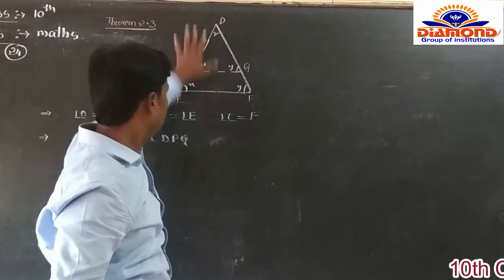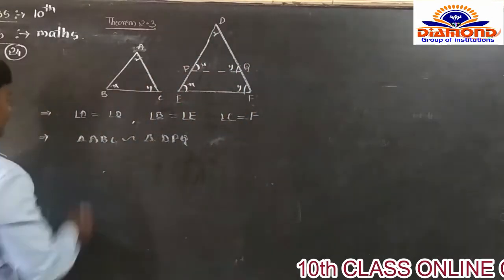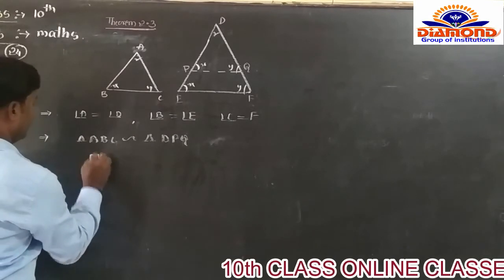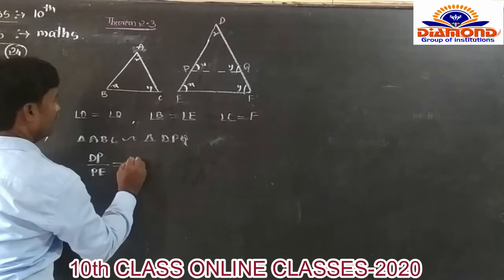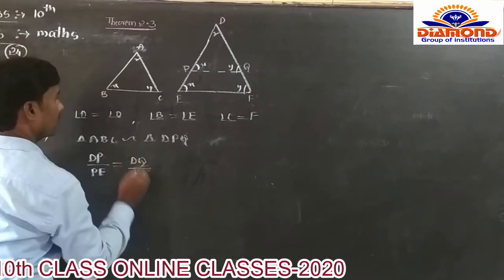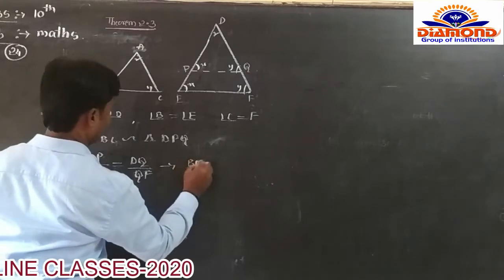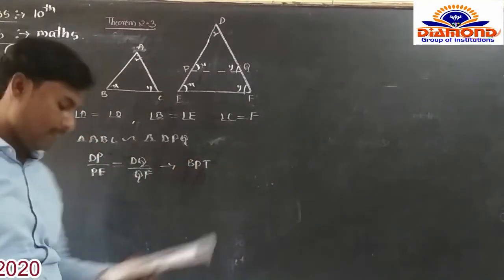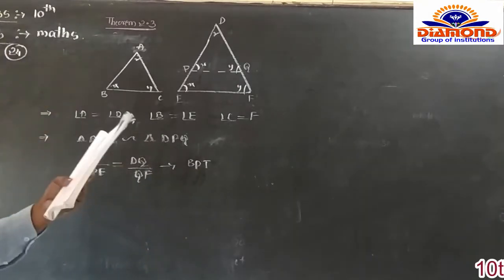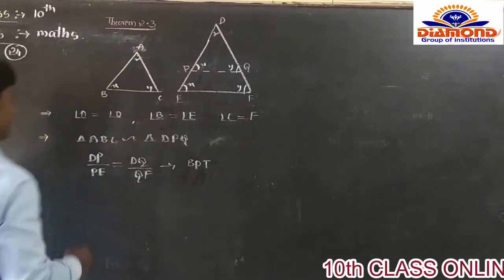So in this triangle, when PQ is parallel to EF, we can write here DP upon PE is equal to DQ upon QF. What is the reason? This is the BPT theorem. Why is it given? Let us show. This is the BPT theorem. Next, we will compare here. When the sides are proportional, we can compare here.